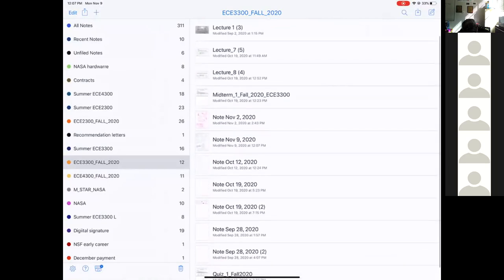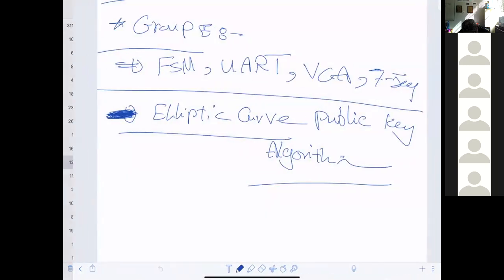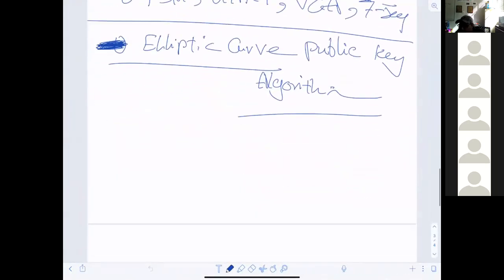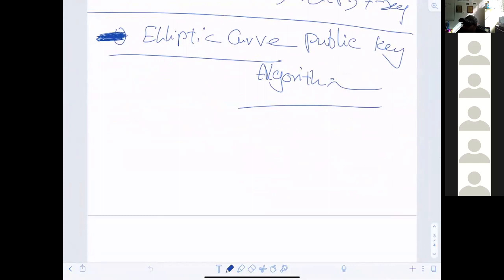Mm-hmm. Okay, so group F. The group F is Rohit, Anish, and Andrew. Would you like me to assign the project or would you like to introduce your own idea? Can you assign it, please? Sure, sir. What about the rest? Yeah, assign would be great.